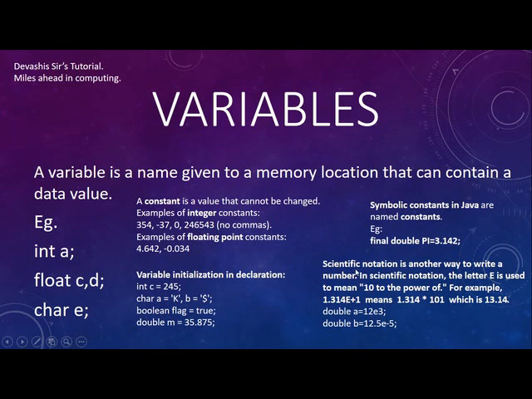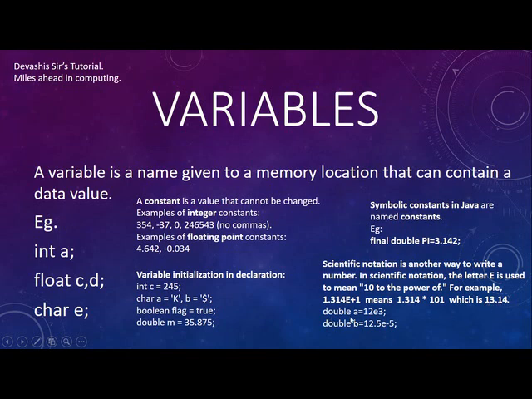And there is one more interesting thing. We will be able to represent numbers with scientific notation. You can see over there, scientific notation is another way to write a number. In scientific notation, the letter E is used to mean 10 to the power of. For example, 1.314 E plus 1. What does it mean? 1.314 into 10 to the power 1. It's a slight mistake out there. It's 10 to the power of 1, which is 13.14 actually.